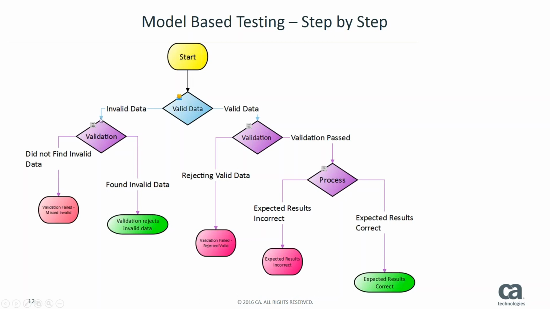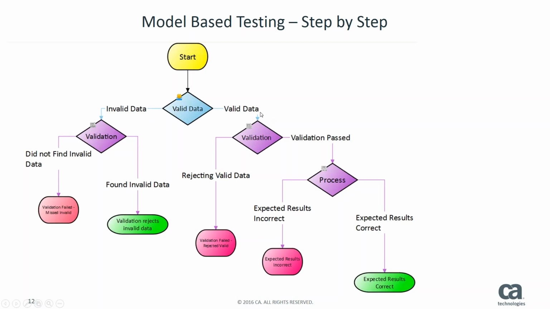First thing you do is throw in invalid data at a screen. If it didn't find the invalid data, that's a failure. If it found it, then that's a success. And actually, you could call this sort of negative testing, but you should probably be doing a lot more negative testing than you are currently at the moment. We usually find it's about 5%. It should probably be about 80%.